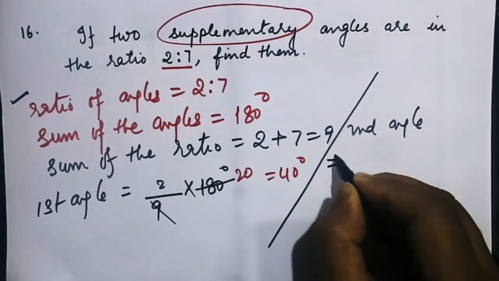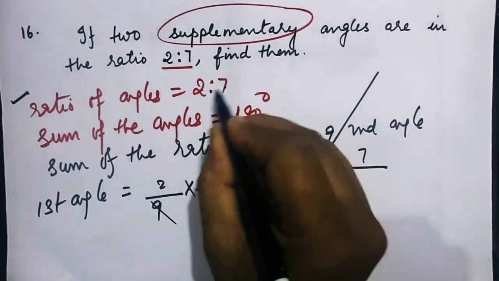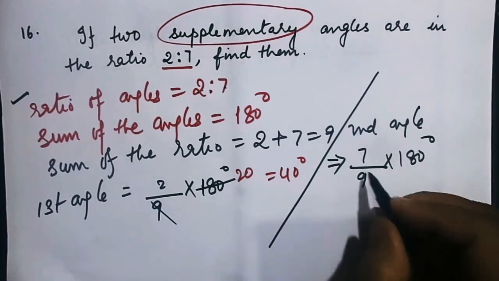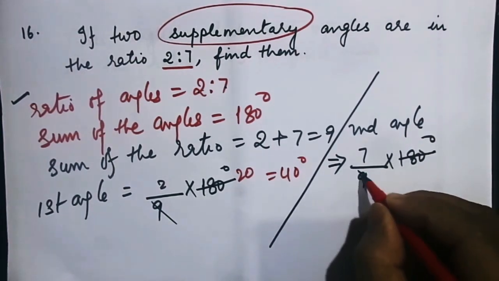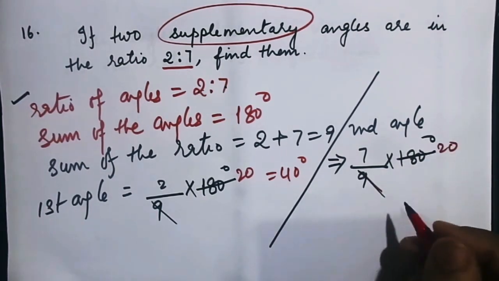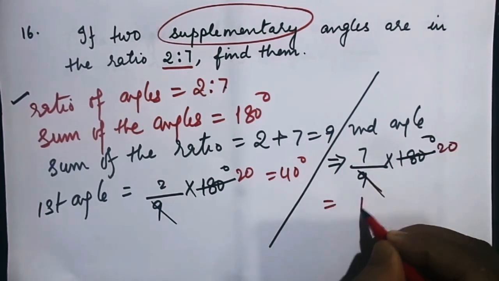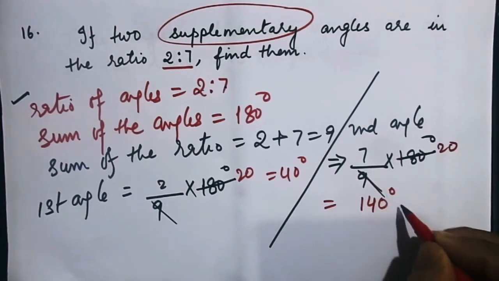will be equal to how much? Second angle was 7, the ratio was 7, and the sum of the ratio was 9, into 180 degree. 9 twos are 18, 20 times 180. Therefore, 7 into 20, 7 twos are 14, is 140 degree.